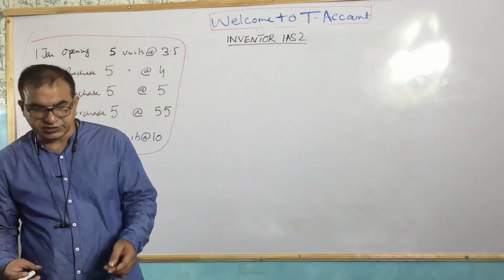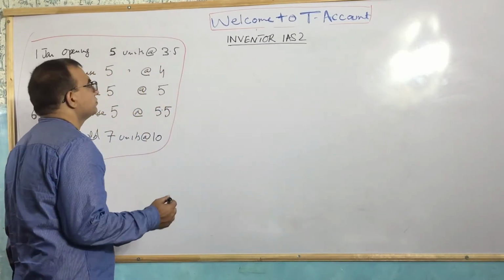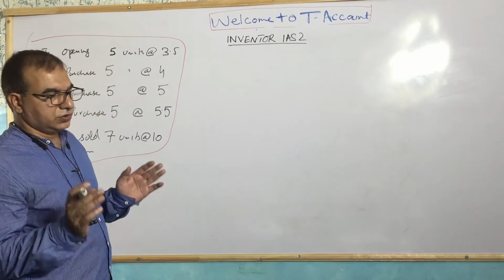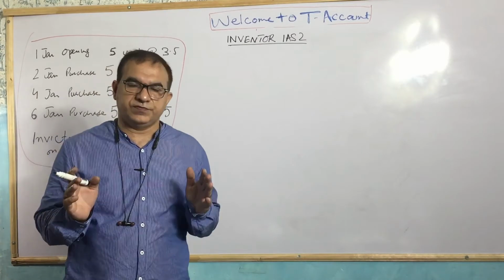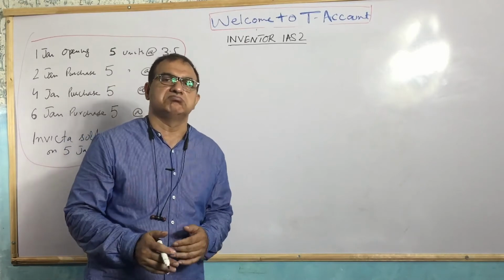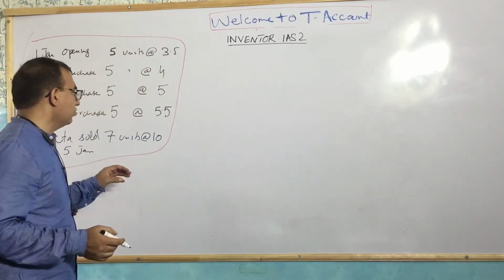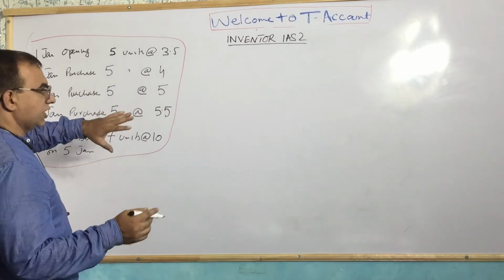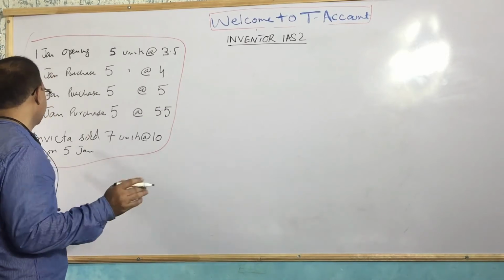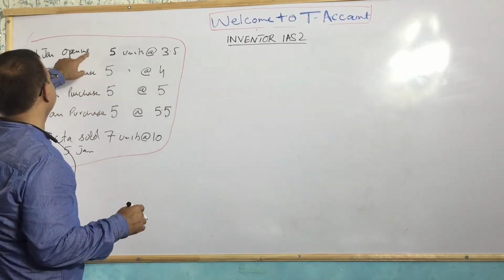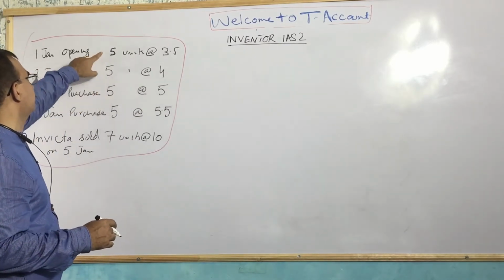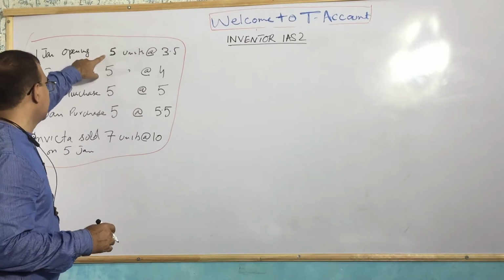First using the FIFO method. Now FIFO says the basic assumption is the business will use the oldest purchases first, oldest stock first for sale or manufacturing. Now we are calculating the closing stock and the valuation of closing stock, closing inventory. Now total units, how much? Opening stock was 5 units, then she purchased 15 units, 15 plus 5, we have a total of 20 units.